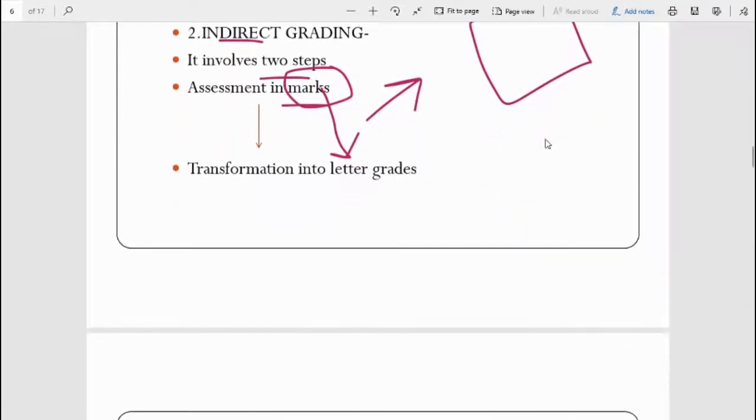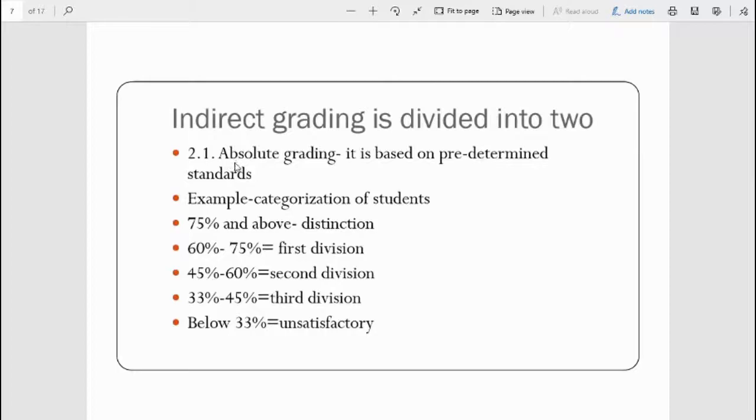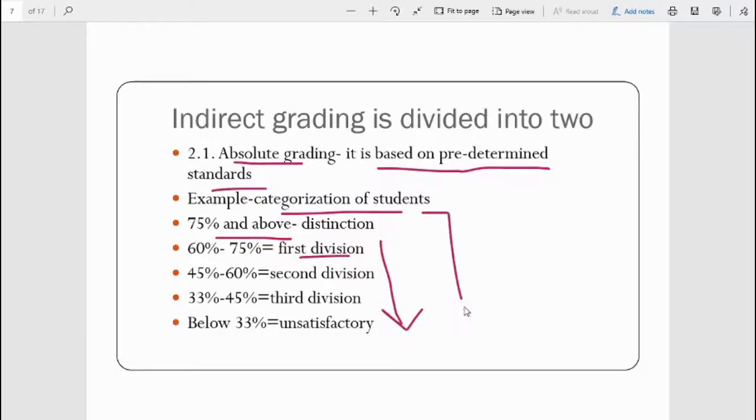Next we have the division of indirect grading into two. The first one is absolute grading. In absolute grading, it is based on predetermined standards. Okay, so you have a defined standard which is predetermined, and one example is categorization of students. The category is like this: if you scored 75% and above, you are put in the category of distinction. If it is less than 75% and more than 60, it comes under first division. So like this it goes. We have defined standards to follow. So this comes under absolute grading.